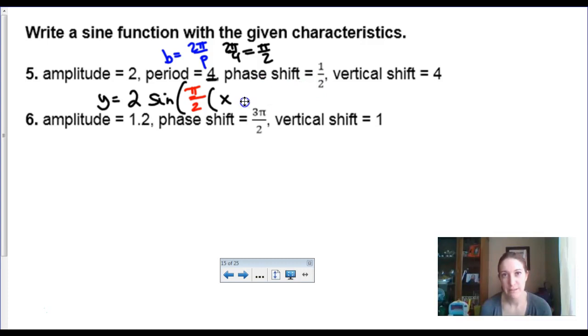Phase shift of positive 1/2. So in the formula that would be a negative 1/2, built-in negative, and vertical shift of +4. If you really insist on multiplying the pi over 2 into that, go for it. Alright, and again, theta, x, they can be interchanged here because they didn't tell us what to use. So here we have another sine function, amplitude of 1.2.